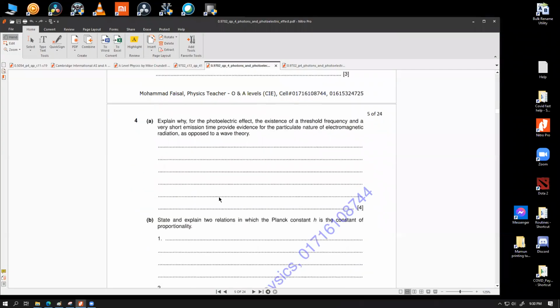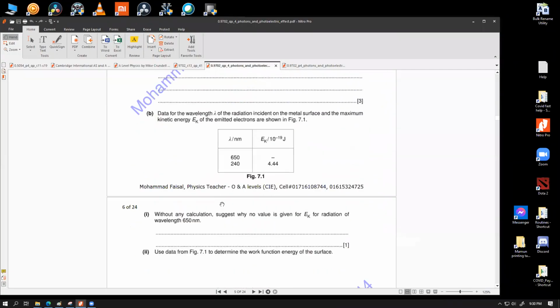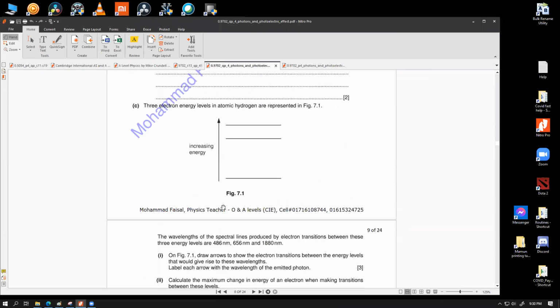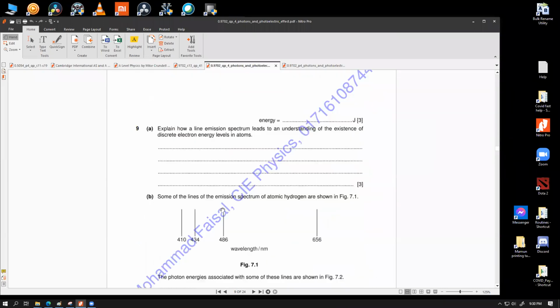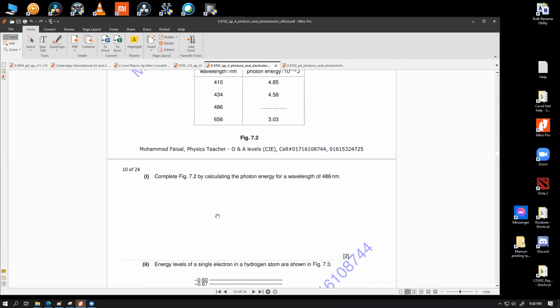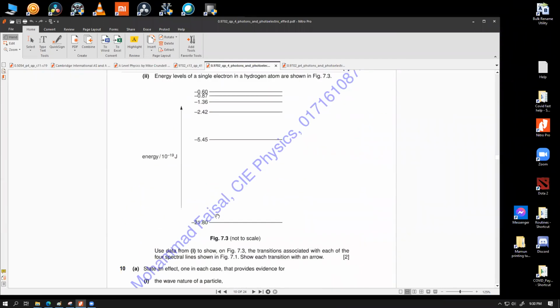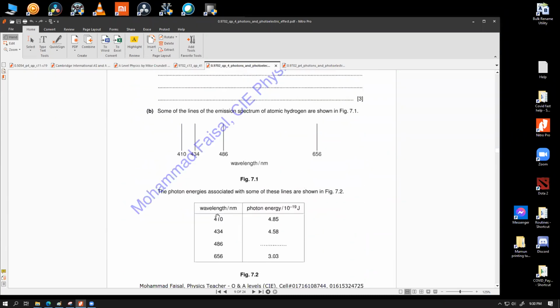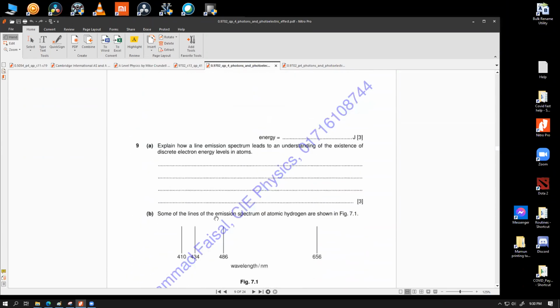Then we have explain why... Okay, I am going to jump and take a question on band theory, so you can do some calculation about that. Should this be a good one? I think this can be a good one. Okay, let's try this one.